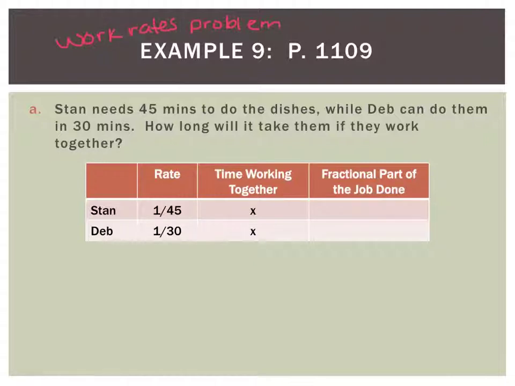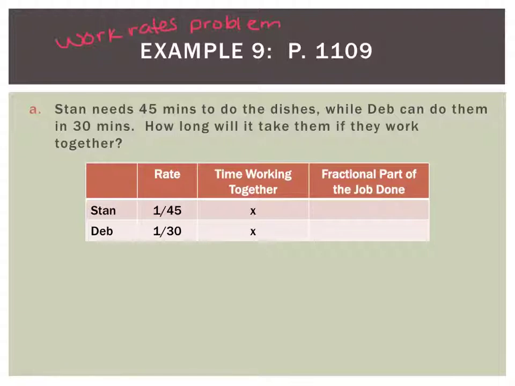So you're going to use this type of table with rate, time working together, and fractional part of the job done. Every time you have any kind of problem where two people are working on a job, how long will it take one person to do it by themselves, or how long will it take both of them to do it together?